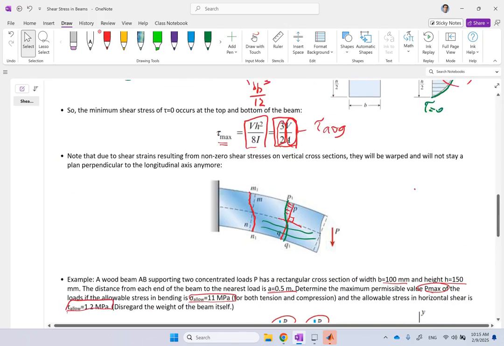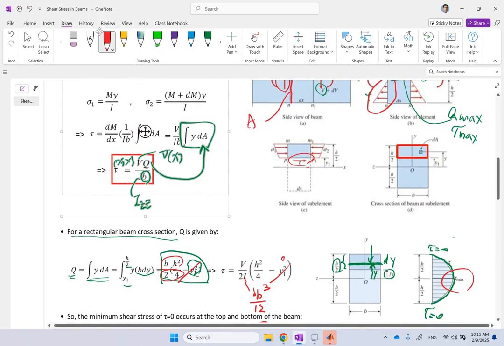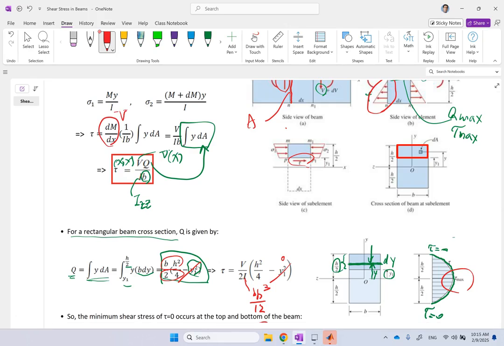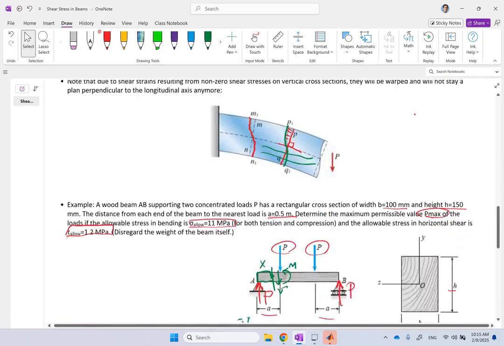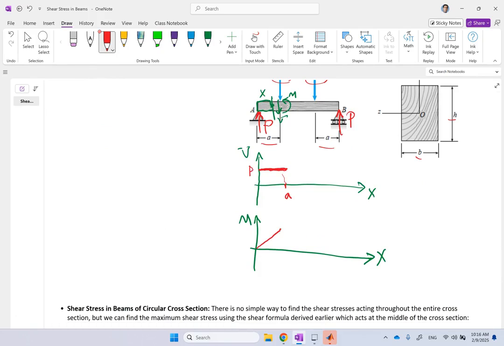And remember here, look back. You can watch my video, but remember dM over dx is V. So if V is constant, that's the derivative of M. So M has to be a line. So derivative of that is V. So if V is P, then M should be P times X, like this. And it goes on until you get to the distance A. So this is P, and it goes here. And that value, of course, should be P times A.